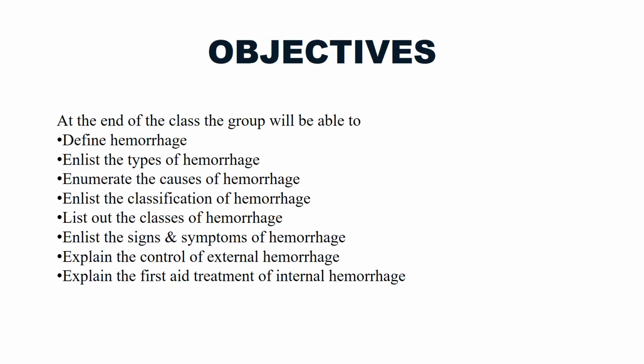At the end of the class, we will be able to discuss what is hemorrhage, what are the types of hemorrhage, and enumerate the causes of hemorrhage, what are the classification of hemorrhage, and what are the classes of hemorrhage, enlist the signs and symptoms of hemorrhage, and what is the control for the external hemorrhage, and the first aid treatment of internal hemorrhage.